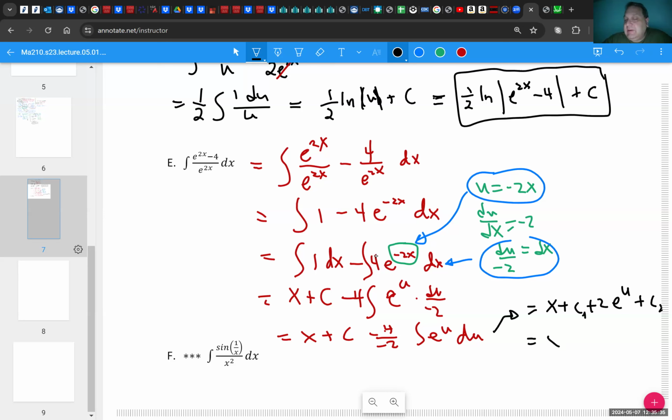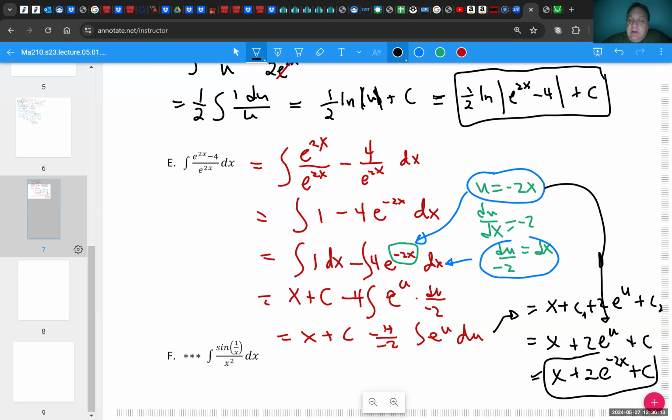If you saw my previous video, we talked about the fact that even if you break these things into separate integrals and you get separate c's, you're just going to get some big C at the end. Big C is the sum of C1 and C2, but we don't really care how the big C is calculated. We just know that there's some constant added on. So we have x plus 2e to the u plus some constant. We know what u is. u is minus 2x. So we're going to put that in there, and we get x plus 2e to the minus 2x plus c. Sorry for the messy work here, but that is the answer.